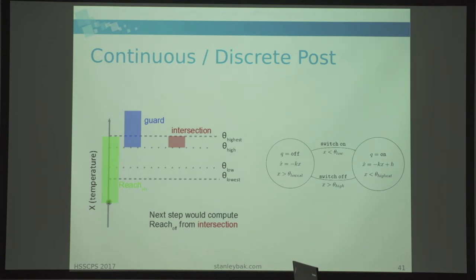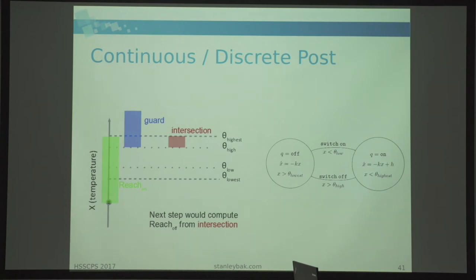So, continuous and discrete post. This is, again, the temperature system I had before. How would you actually do flow pipe construction for this system? So starting at an initial mode, this is reachability. You would compute, basically, there's two operations. There's a continuous post operation and a discrete post operation.